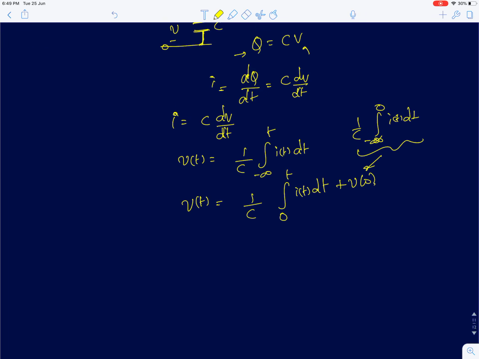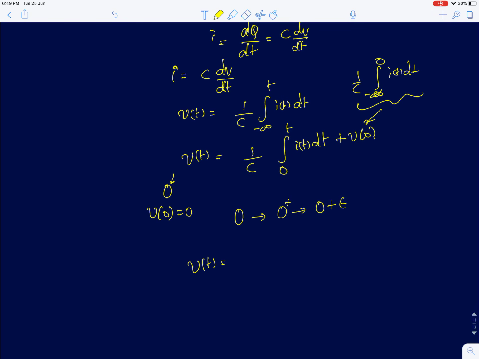Here is a very important point to consider. Let's say we start the system at 0, and I will also assume that V of 0 is 0. Initially the voltage across the capacitor is 0. I am just starting the system at t equal to 0, and I am interested in finding out what happens at 0 plus, a very very small time after 0. I will call 0 plus as 0 plus epsilon. So your V of t will be 1 by C integral 0 to epsilon I of t dt.